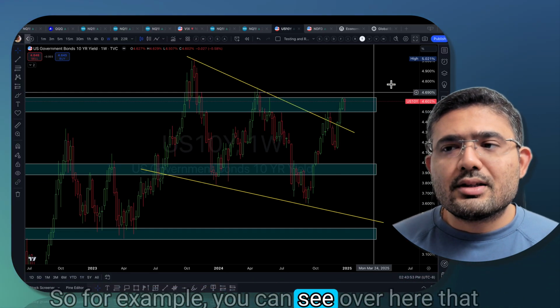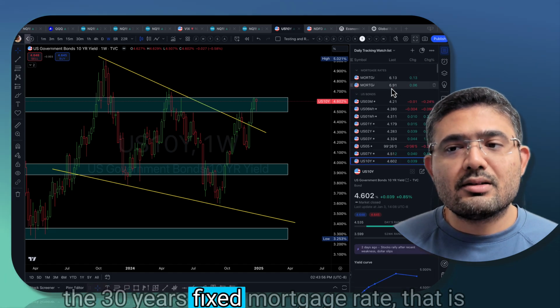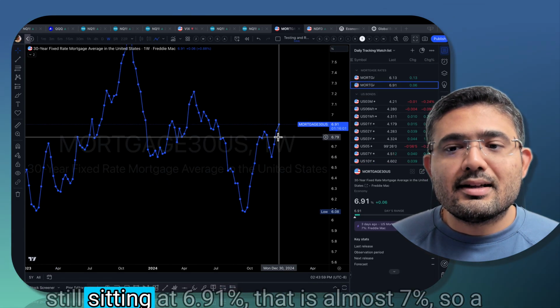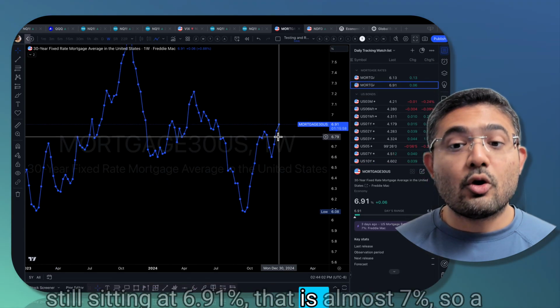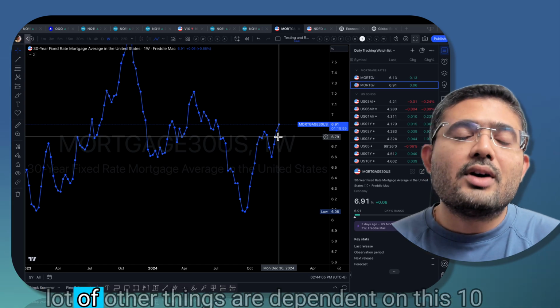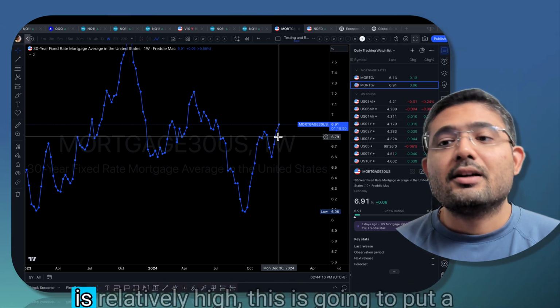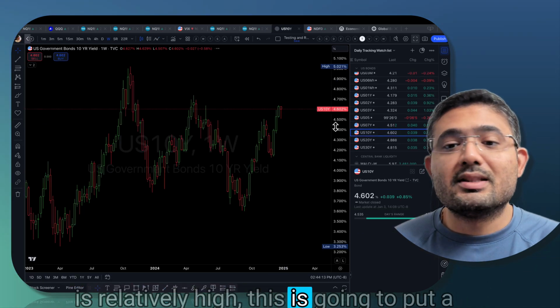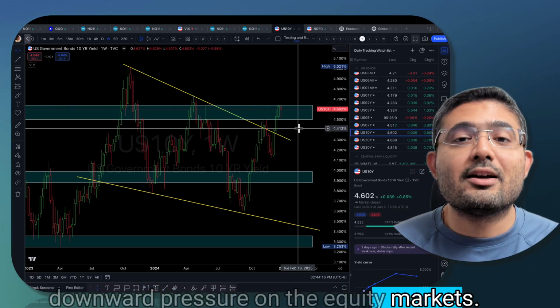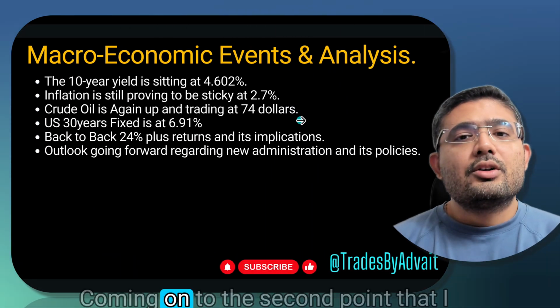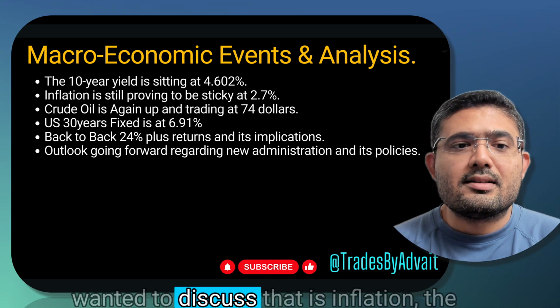For example, you can see here that the 30-year fixed mortgage rate is still sitting at 6.91%, almost 7%. So as long as this 10-year yield is relatively high, it is going to put a downward pressure on the equity markets. Coming to the second point that I wanted to discuss, that is inflation.